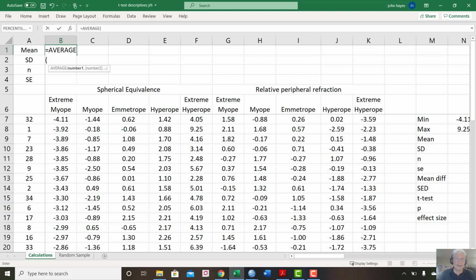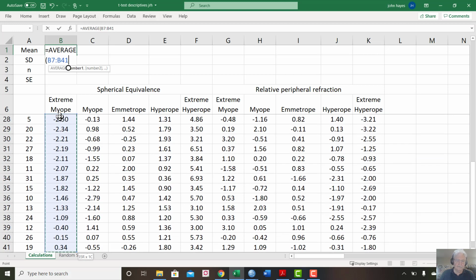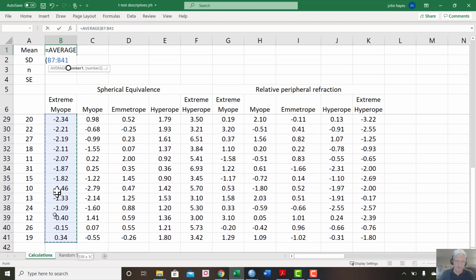I'm going to hit a tab, and I'm going to click in row 7 here. And then I'm going to go Control Shift down arrow, and you can see that I have gone down to the bottom of the row. I'm going to close my parenthesis, and there's our mean. The mean of the extreme myopes is 255.